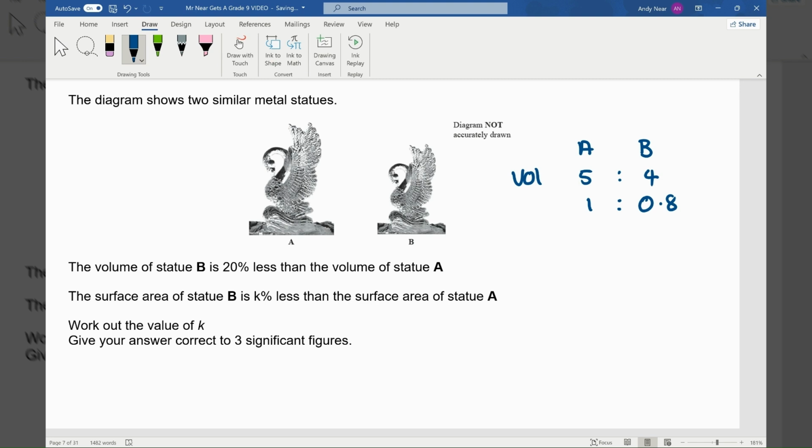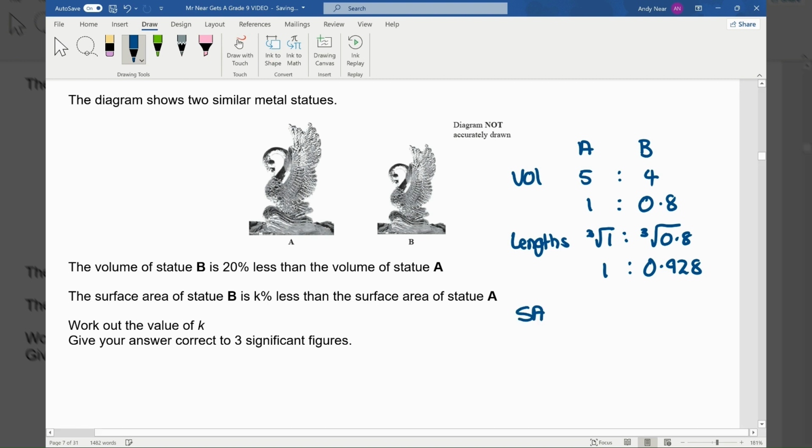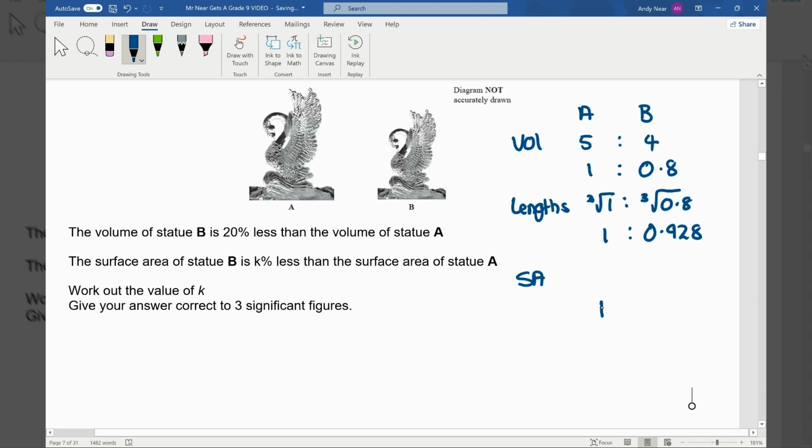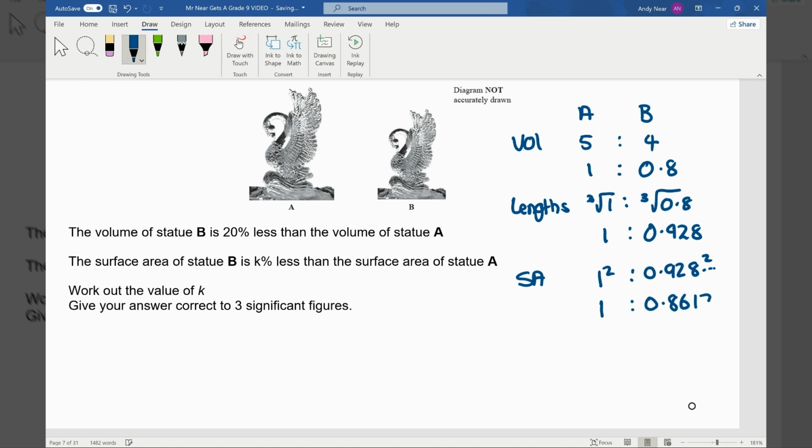Now, this means that if those are the ratios of the volumes, the ratios of the lengths will be the cube root of 1 to the cube root of 0.8. And the cube root of 1, of course, is 1, and the cube root of 0.8 is 0.928. The ratio of the surface areas will always be given by the ratio of the lengths squared. So I'm going to square the 1, and I'm going to square the 0.928. And 1 squared, of course, is 1. And this turns out to be 0.8617.